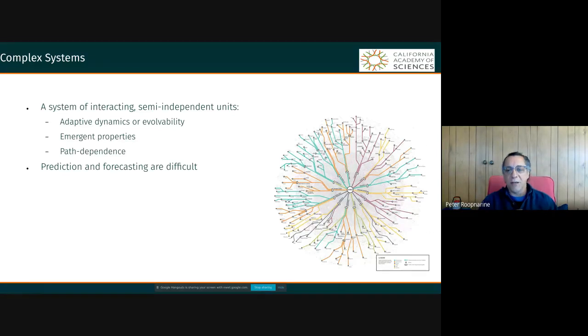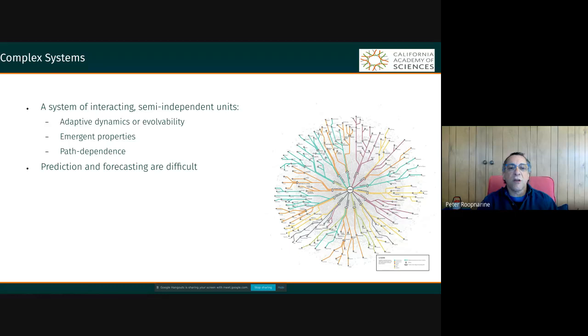First of all, by definition, a complex system, like any other interactive system, is made up of a set of interacting semi-independent units. In the case of the figure here, we're looking at people moving out from a central area, the source of that particular pandemic infection, into various parts of the world. In the case of what I'll be talking about today, the units we'll be thinking of will be species.